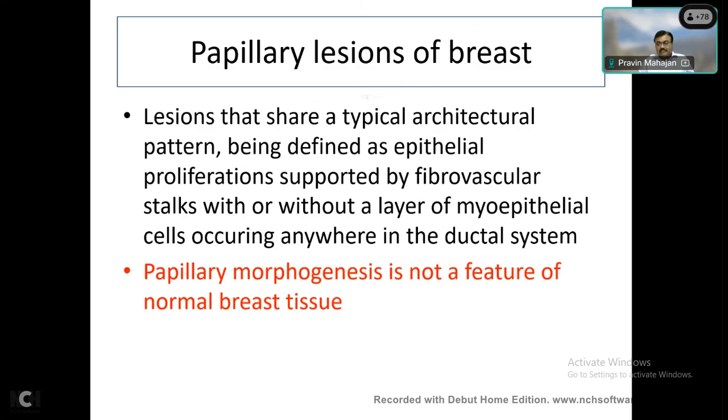may not have the myoepithelial cell layer, and these lesions can occur anywhere in the ductal system of the breast. What you have to remember is that papillary morphogenesis is not a feature of normal breast tissue. That means when you start to see anything which looks papillary in the breast tissue, you are dealing with something which is a pathological process.